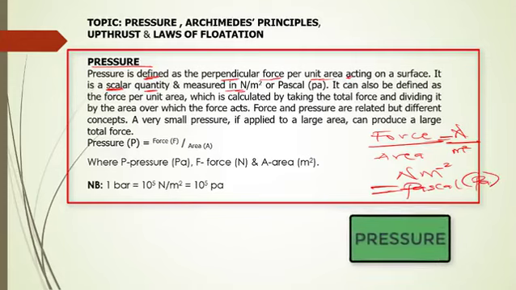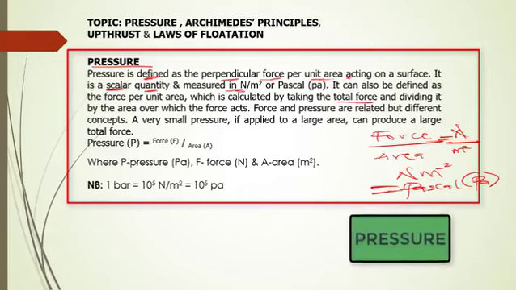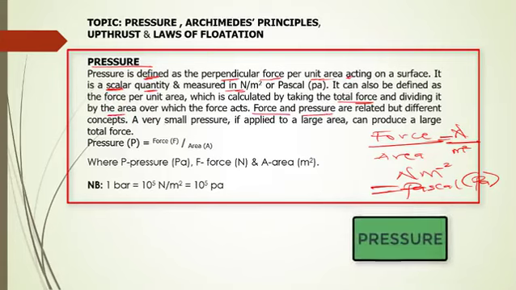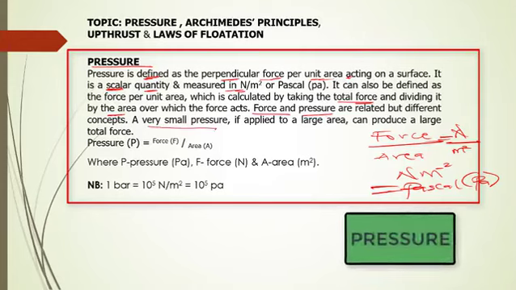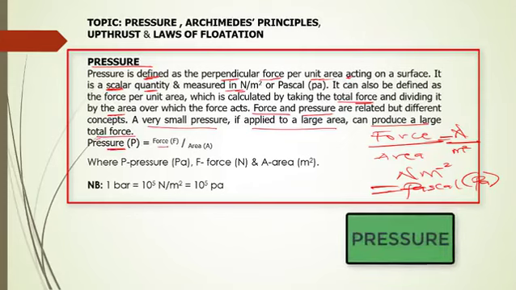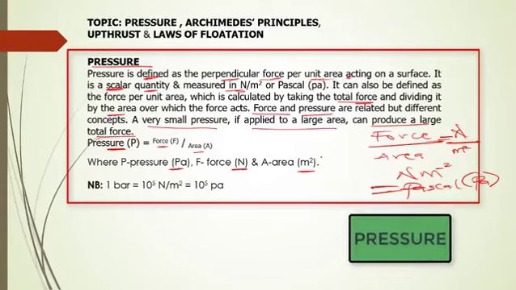Pascal, written as Pa. Pressure can also be calculated by taking the total force on a body and dividing it by the area over which that force acts. But it's important to note that force and pressure, though they are related to each other, are totally different. The reason is that a very small pressure, if applied to a large area, can produce a very large total force and vice versa. So you can see the equation here: force over area gives us pressure measured in Pascal, with force measured in Newton, and area measured in meter squared.